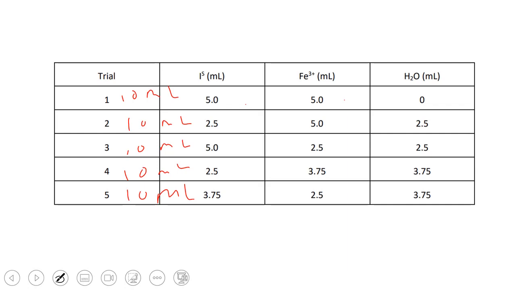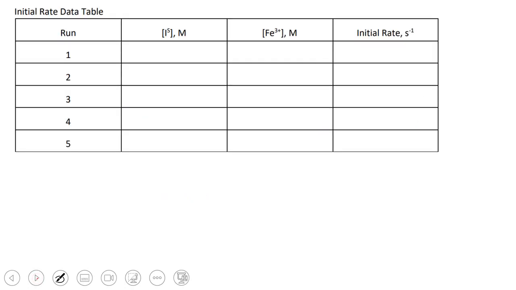If you look at the second page of your lab handout, one of the first things you need to do is calculate the concentration of iodide and iron. So let's do that. We're going to look at trial 2, for example, since it has different volumes of iodide and iron. So let's take the iodide from trial 2. We start with an initial concentration of 0.020 molar for both the iodide and the iron.